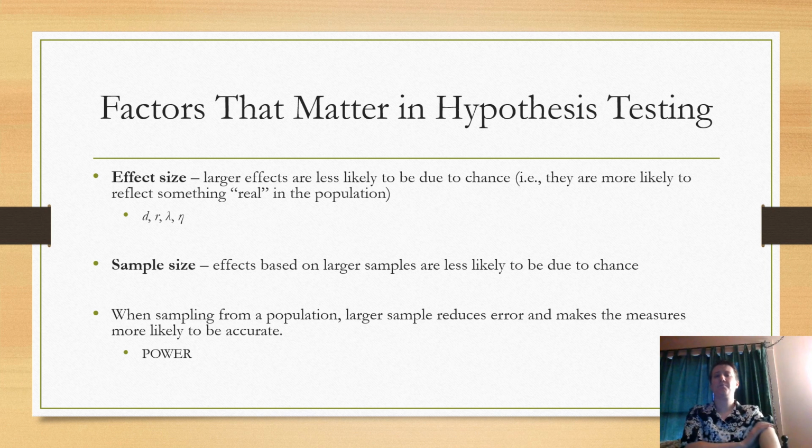Sample size and effect size. So effect size: the larger effect size we have, larger effects are less likely to be due to chance. So the larger your effect size, the more likely it is that there is something real happening there in the population. Again, what we've covered so far with effect size is Pearson's r and Cohen's d. The bigger the strength is, the larger the effect is.